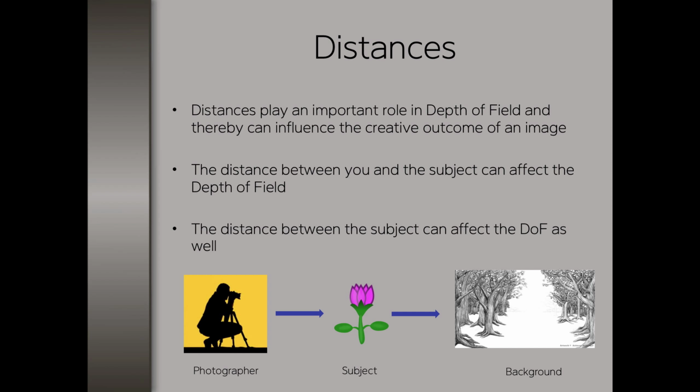So let's talk about distances real quick. So distances can play an important role in the depth of field and thereby can influence the creative outcome of an image. And there's two really key distances you need to think about as you're shooting landscape or nature or even people. So the distance between you and the subject, and then the distance between the subject and the background.